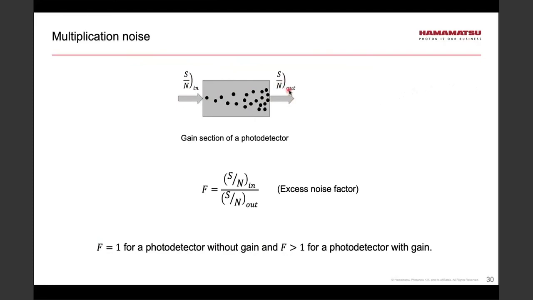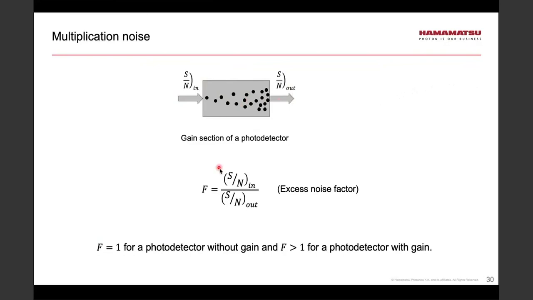You might be tempted to think that Sn out is larger than Sn in, but actually that's not the case. Sn out will always be smaller than Sn in. In other words, the process of the gain has reduced the signal to noise ratio. But you may say, well, didn't I say before that gain improves signal to noise ratio? The answer is yes, but of overall detection. Here, this is not overall detection. Here, we are just talking about Sn going in and out of a part of the photodetector where gain arises.